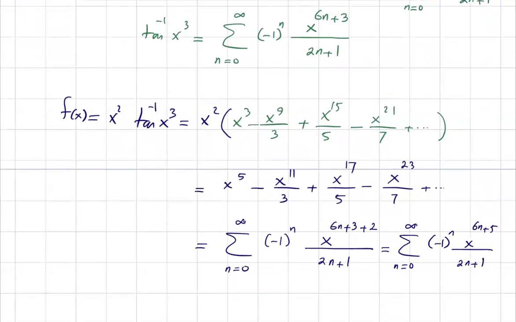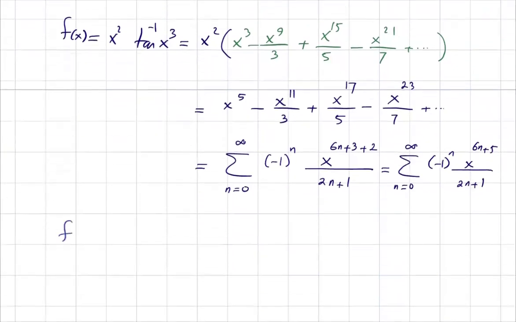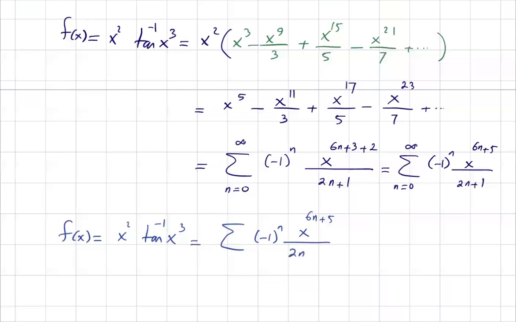So your function f of x is nothing but x squared times inverse tangent of x cubed, which is the summation of -1 to power n, x to power 6n plus 5 divided by 2n plus 1 and start from 0 to infinity.